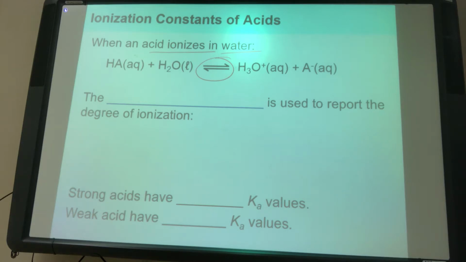So what's happening is my acid with my water, since it's an acid, it wants to separate and make my ions. So think about H plus and A minus. But the H plus is in water, so it becomes H3O plus. So here we're going to talk about the acid ionization constant.